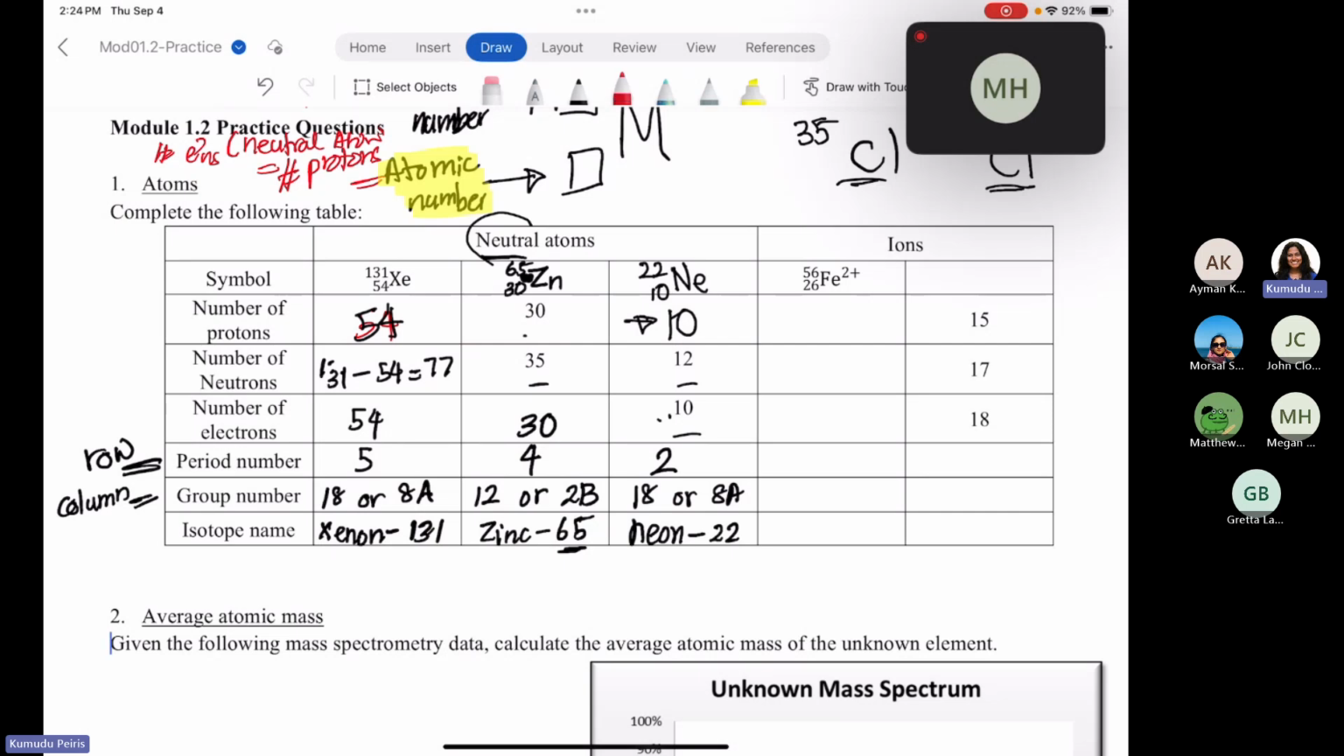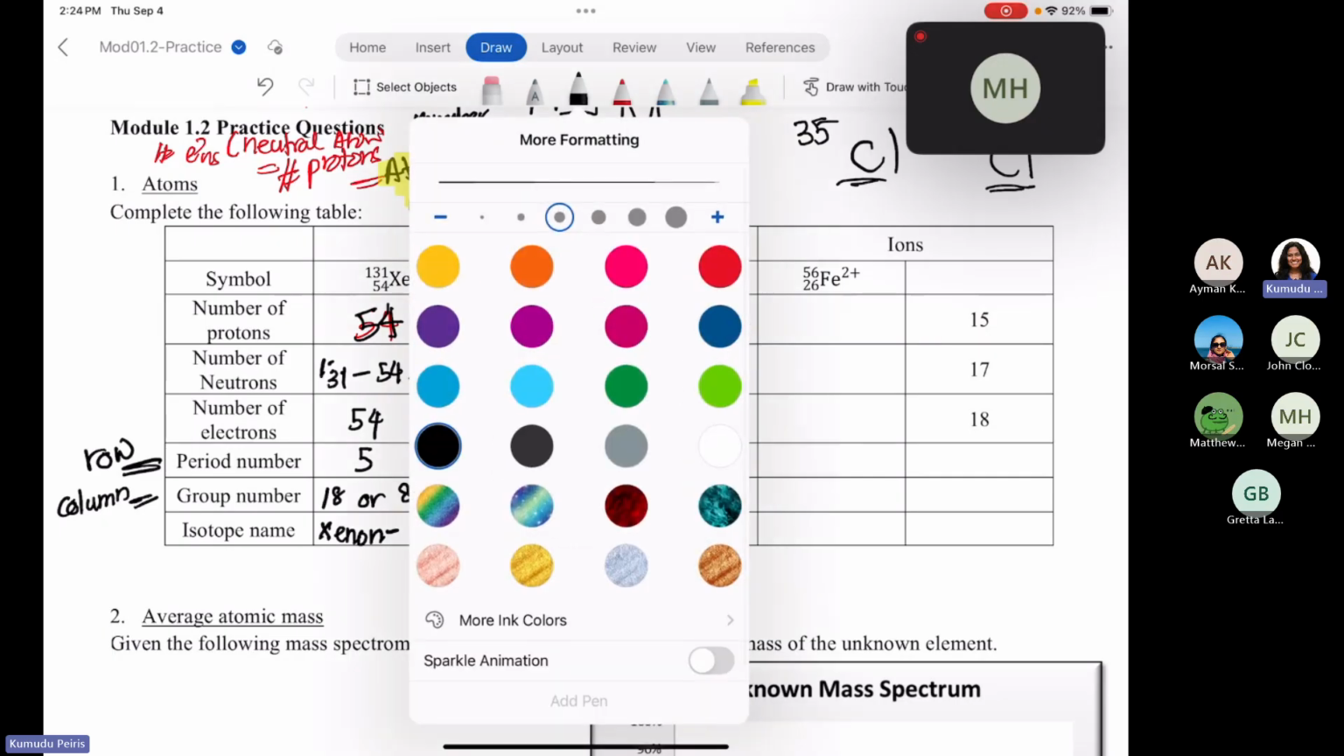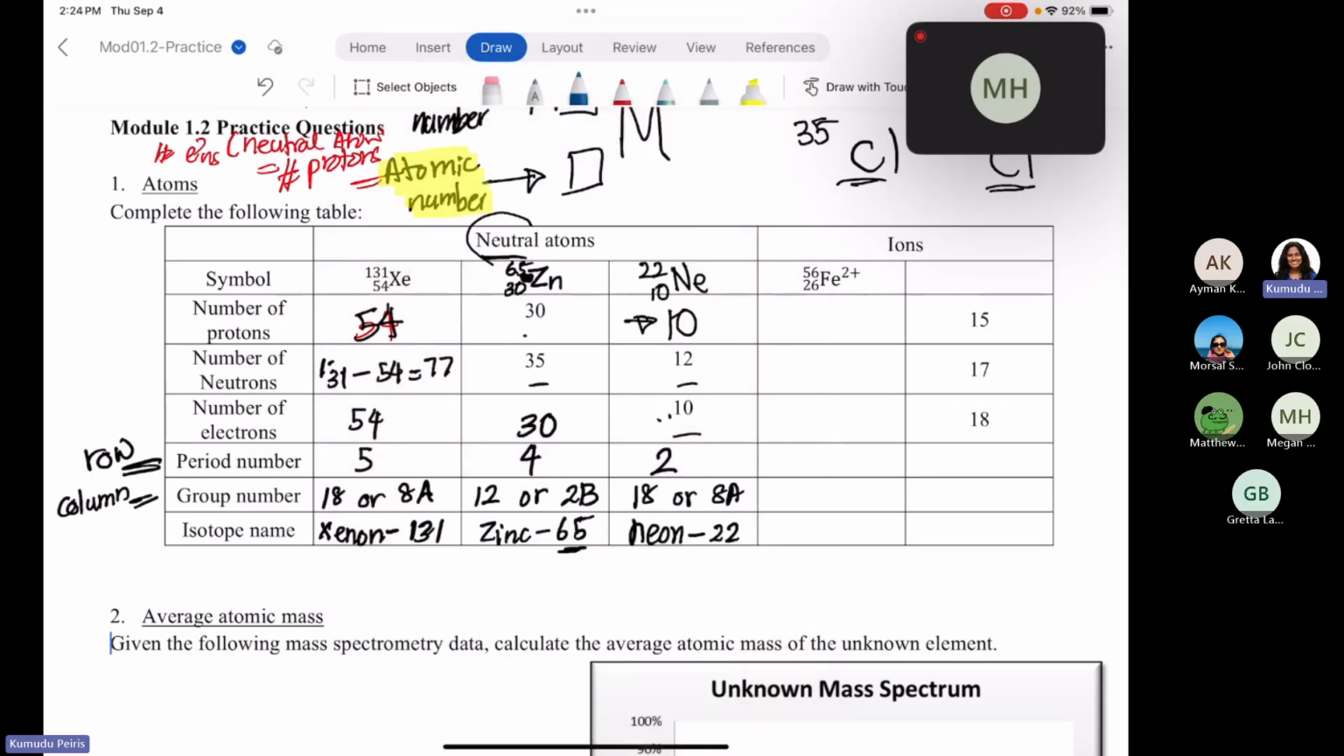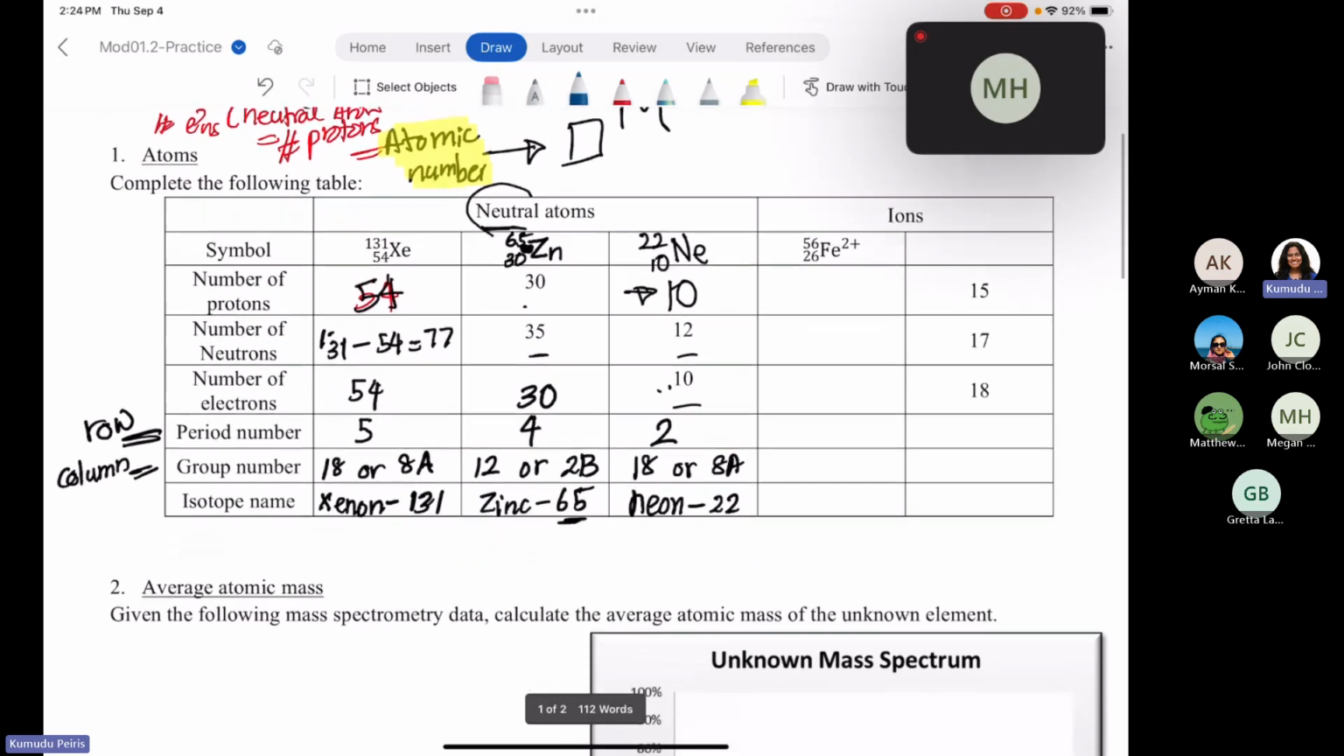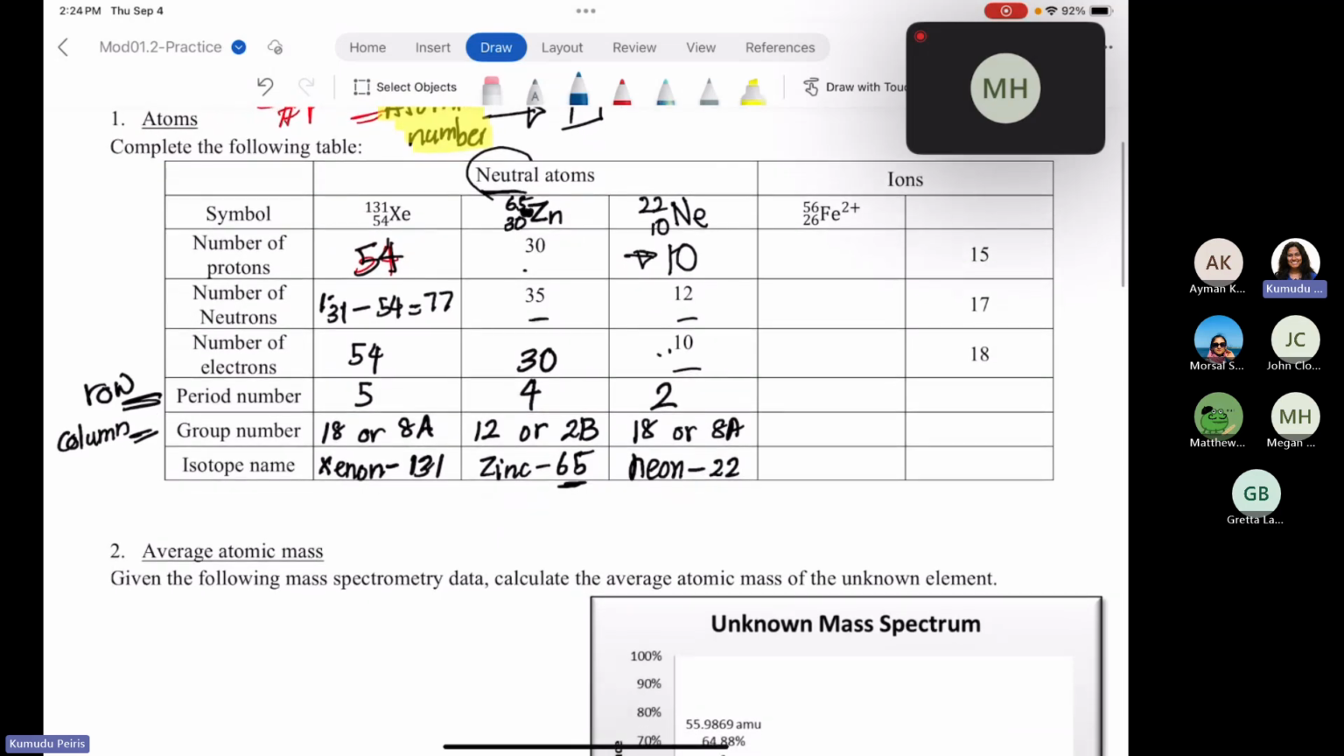Right, okay, the isotope should be given with the mass number. Let me get a different color to work on with the ions. Now we'll look for the ions. Okay, let me clean this. Right. Okay. Now we have Fe2+ ions.